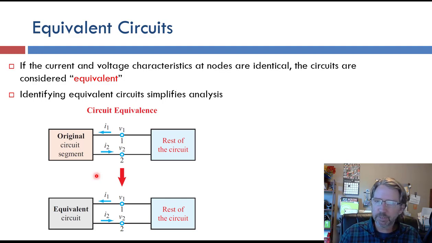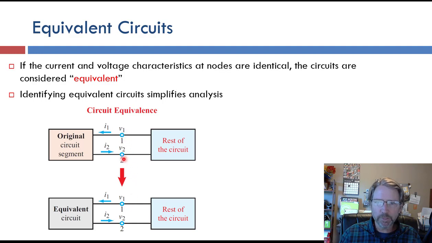Parallel and series resistors are the main ones. But the idea of an equivalent circuit is something that will run through our class, so let's take a look at what that means. We have two circuits here, the original circuit segment and the rest of the circuit, connected with two wires. The equivalent circuit means that if we take away the original one and replace it with an equivalent one, then from the point of view of the rest of the circuit, it looks the same.